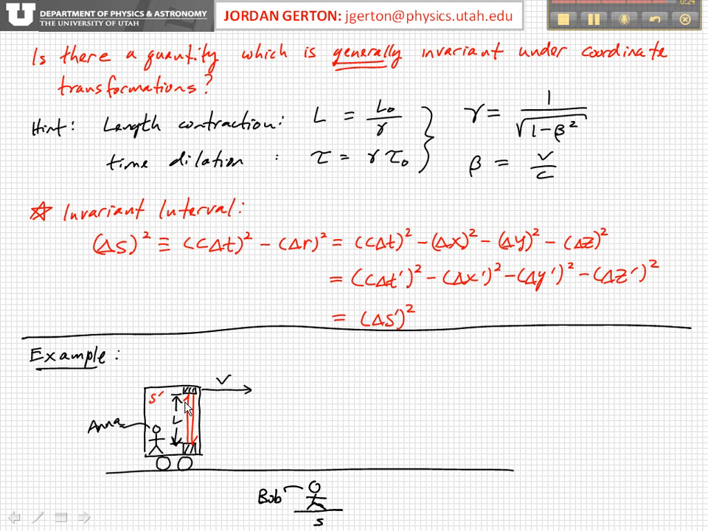For Anna, she just sees the light go up and down. That's it. So for Anna, delta x prime equals delta y prime equals delta z prime equals 0. That is, she sees the detection event and the emission of the light pulse at the same position in space in her coordinate system.